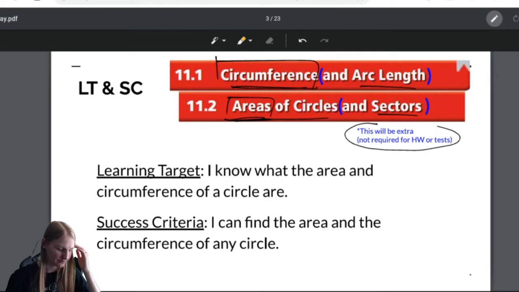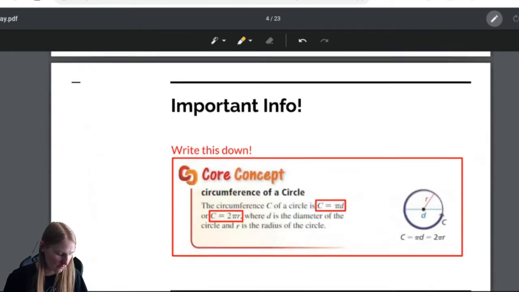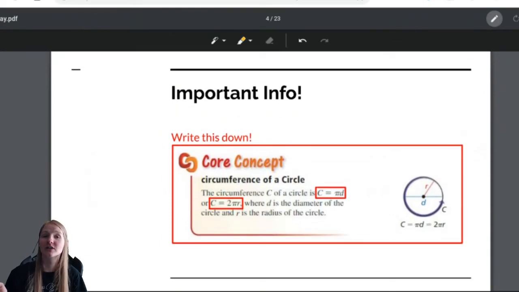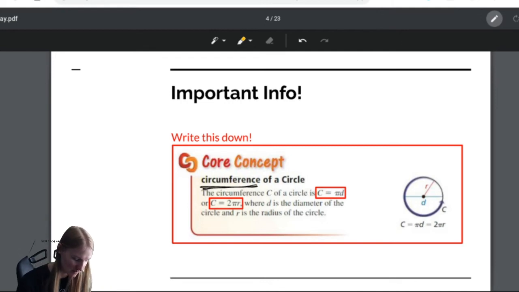Okay, so let's start off with the circumference of a circle. Now, at the beginning of the lesson, in our entry task, we looked at trying to find the perimeter of a circle. So the perimeter of a circle is actually called the circumference of a circle. And we have a special formula for it. We actually have 2 formulas for it, but they're basically the same thing.